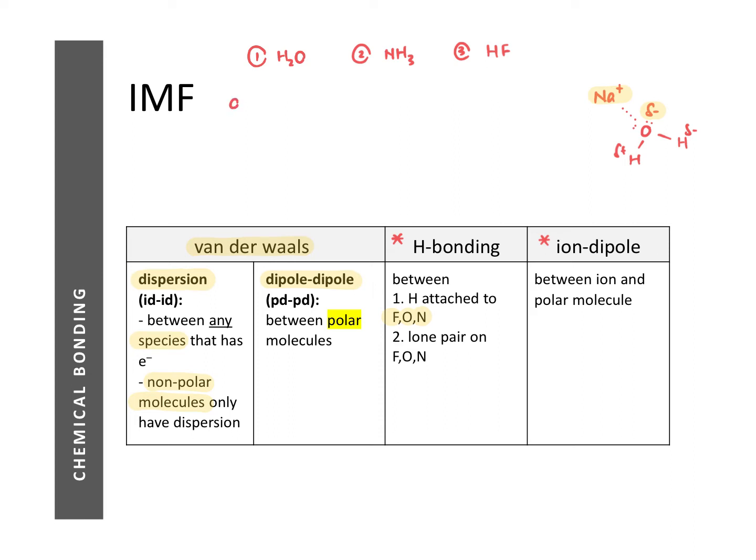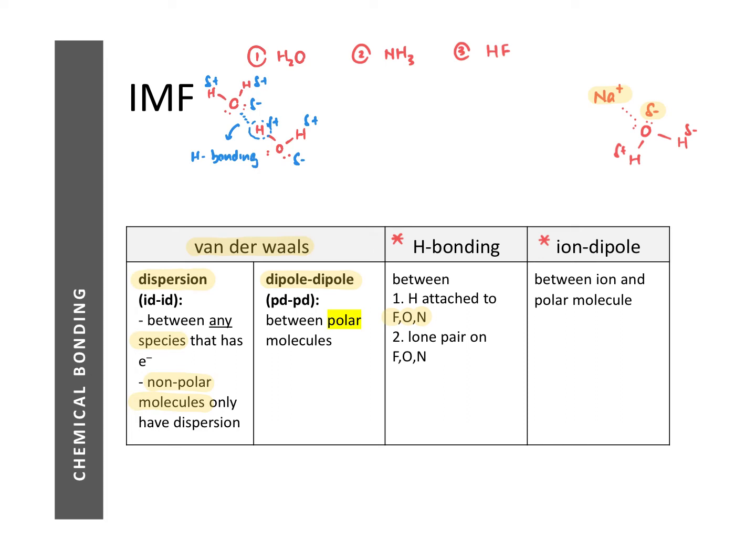So when we have water, water looks like this. Recall that the bonds in water are actually polar, the reason being oxygen is more strongly electronegative than hydrogen. So there is going to be a special type of interaction that occurs between the hydrogen that's bonded to F, O or N and the lone pair of electrons on the oxygen of a neighboring molecule. This interaction is called hydrogen bonding.